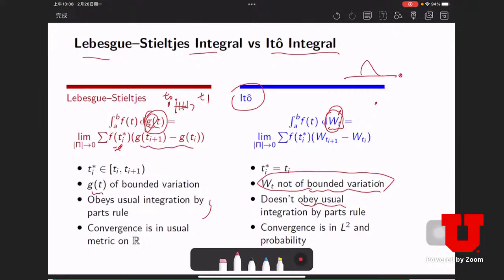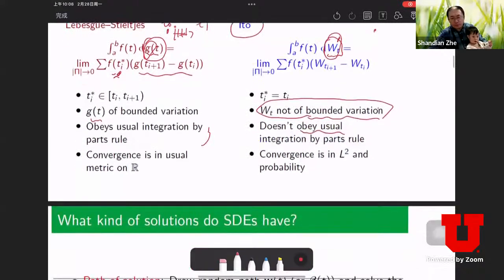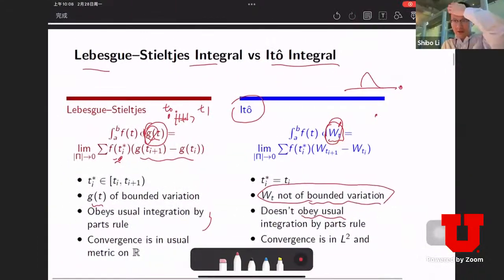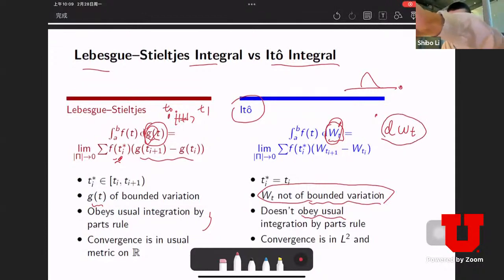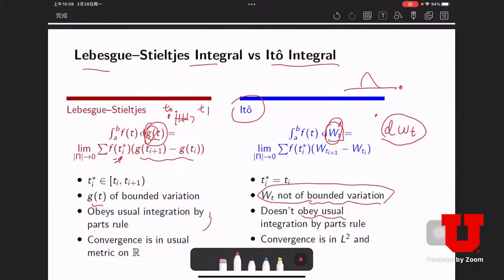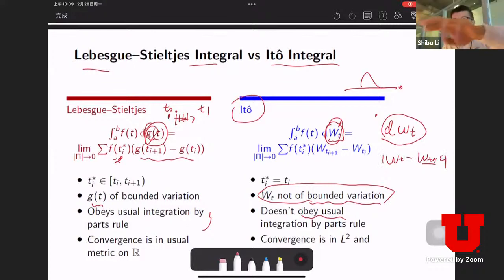Okay. And then I have a question about bounded variation: does it mean the WT is bounded, or that the DWT is not bounded? Actually, I think DWT is not bounded. Okay, makes sense. Because DWT just means the increment between WT at two very close times, the gap between these two. Makes sense. Thank you.